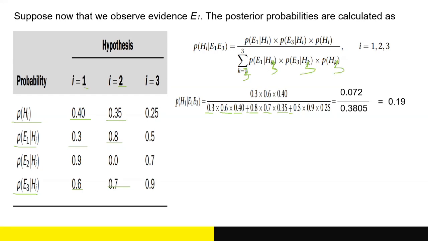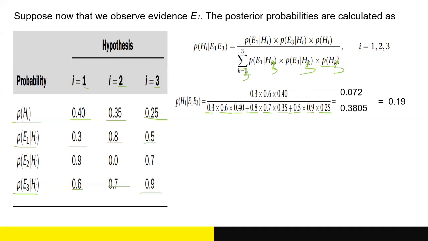So the probability of evidence 1 given hypothesis 3, since our k now is 3, so we have 0.5. And then multiplied by the probability of evidence 3 given hypothesis 3, so we have 0.9. And then multiplied by the probability of hypothesis 3, so we have 0.25. And then if we add all the products, the sum is 0.3805. So the answer for the probability of hypothesis 1 given evidence 1 and 3 is 0.90.